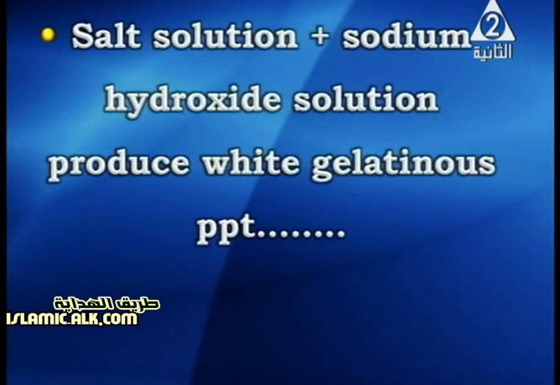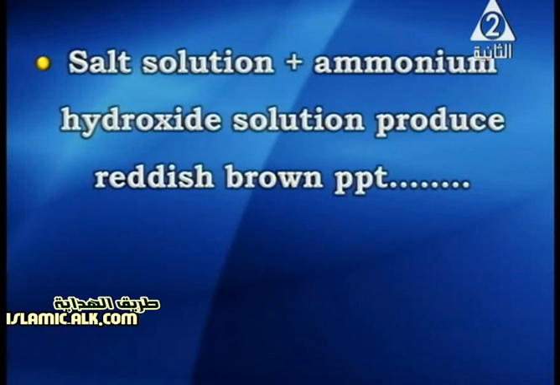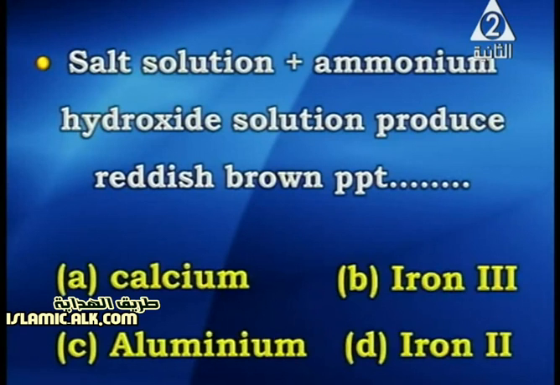Next question. Salt solution plus sodium hydroxide solution produces white gelatinous precipitate of what? Is it calcium or iron 2 or iron 3 or aluminum? Yes, it will be aluminum. Next one. Salt solution plus ammonium hydroxide solution produces reddish brown precipitate of what? Is it calcium, iron 3, aluminum, iron 2? Yes, it will be iron 3.